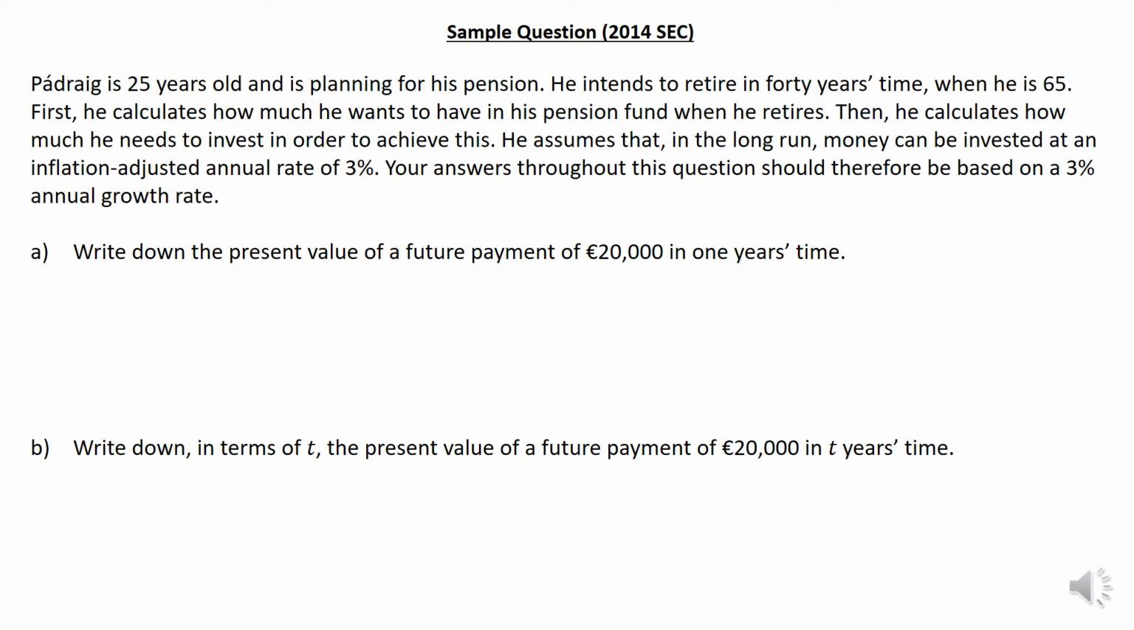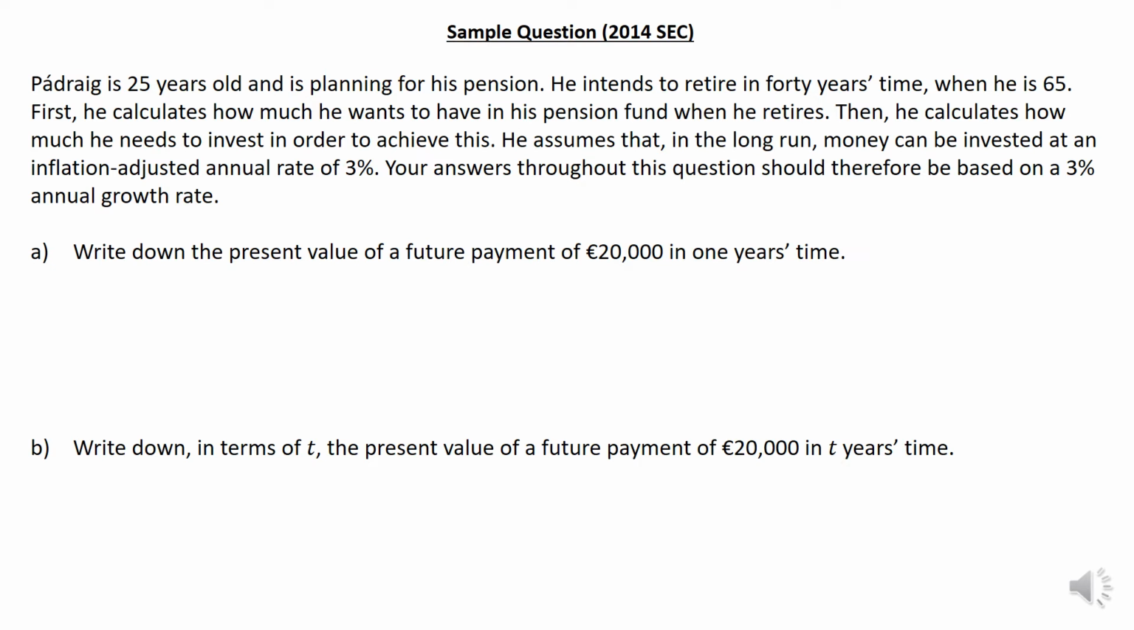First, he calculates how much he wants to have in his pension fund when he retires, and then he calculates how much he needs to invest in order to achieve this. He assumes, in the long run, money can be invested at an inflation-adjusted annual rate of 3%. Your answers throughout this question should therefore be based on a 3% annual growth rate. So Padraig is a very well thought out 25-year-old.